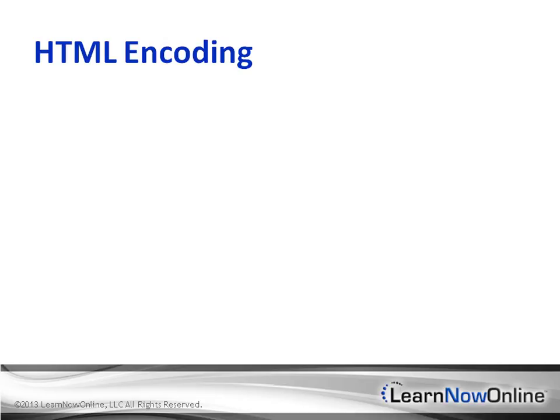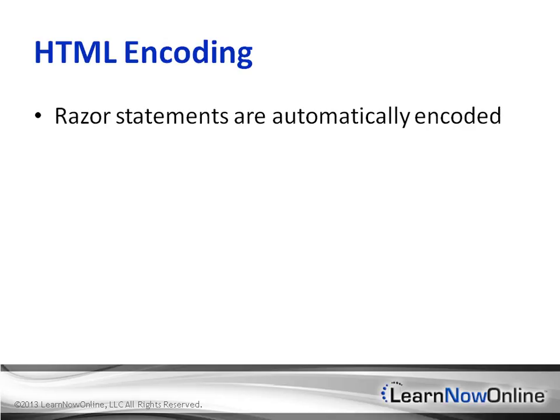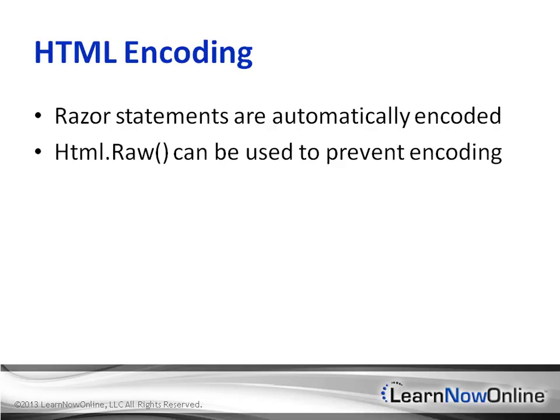Well, what you need to do when you have special characters that could interfere with the browser is encode them so that they will display properly. Now, the good news is that anything coming out of a Razor statement is automatically going to encode your HTML, and you will see the HTML character references for those characters that might mess up a web page. But sometimes that may not be exactly what you want. If Razor is encoding things and you actually want them to display in their raw format, Razor has a method for that, Html.Raw. You put this around your output and it will prevent any kind of encoding for HTML.